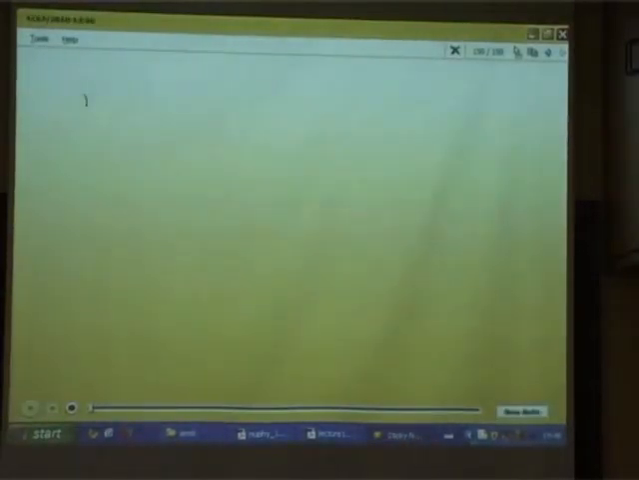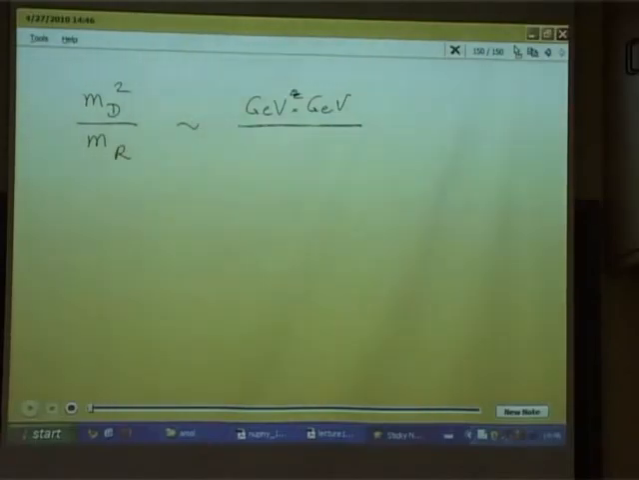Let's see how much that comes out. We want to calculate MD square by MR. Let's put some typical values. So MD, let's say, is of order a GeV. And MR, I said typically you take it to be 10 power 12 GeV. Let's take 10 power 12 GeV.